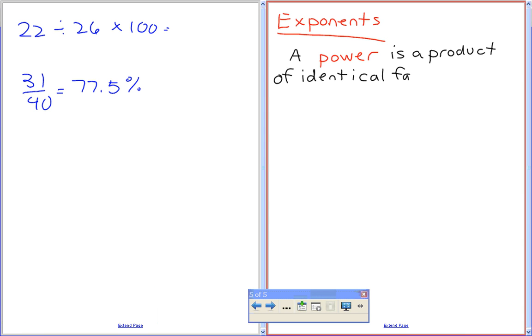of identical factors. Whoops. And exists in two parts, a base and an exponent.